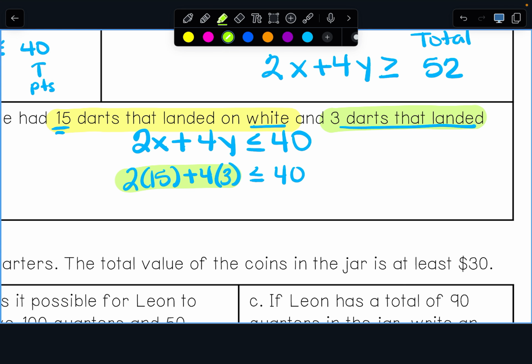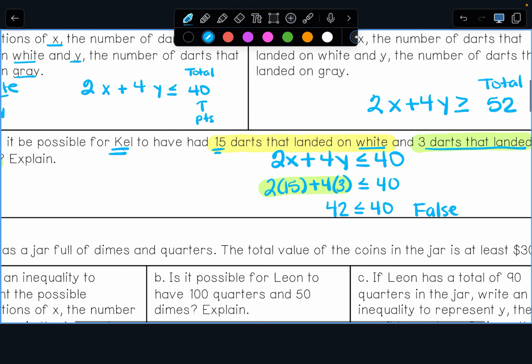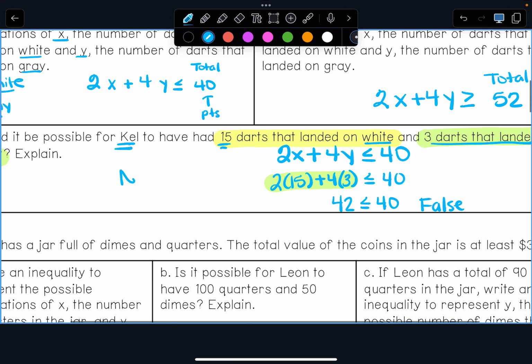Anyway, 2 times 15 plus 4 times 3, what do we get? 30 plus 12. And 30 plus 12 is? 42. Now, is 42 less than or equal to 40? No. False. So, is that a possible situation? No. Not a possible situation.